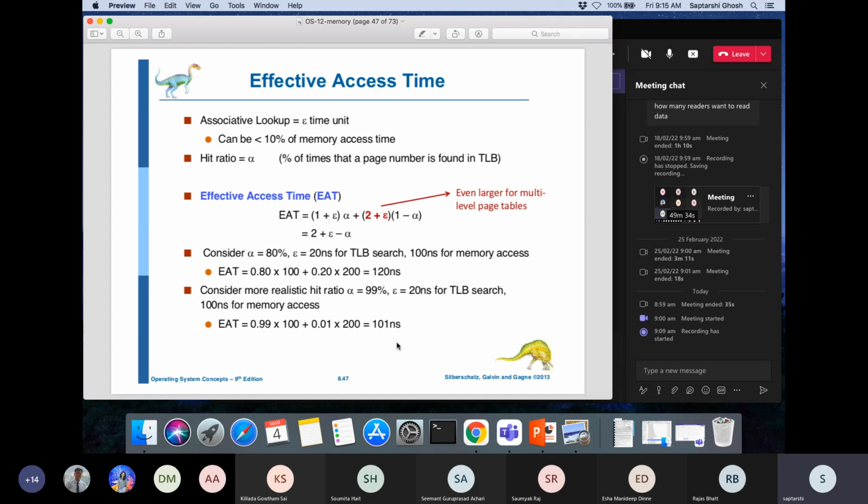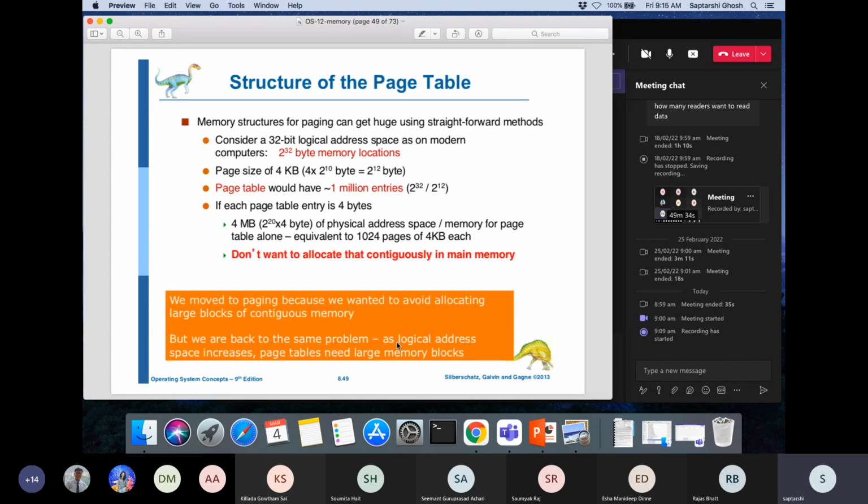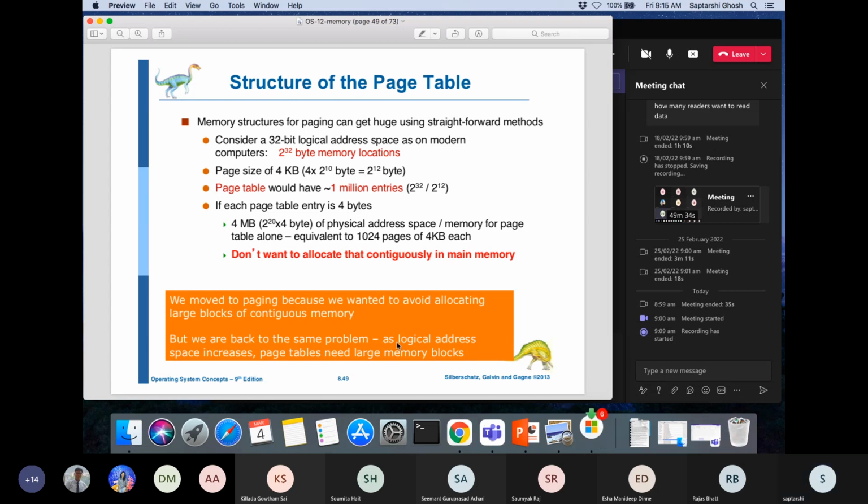So this problem is relatively easy to solve using a TLB. But there is another big problem with taking page tables to memory. The problem is that page tables have become huge. We just understood with this small numerical yesterday that it is quite possible that page tables have a million entries. Right? So you can see the numbers here.